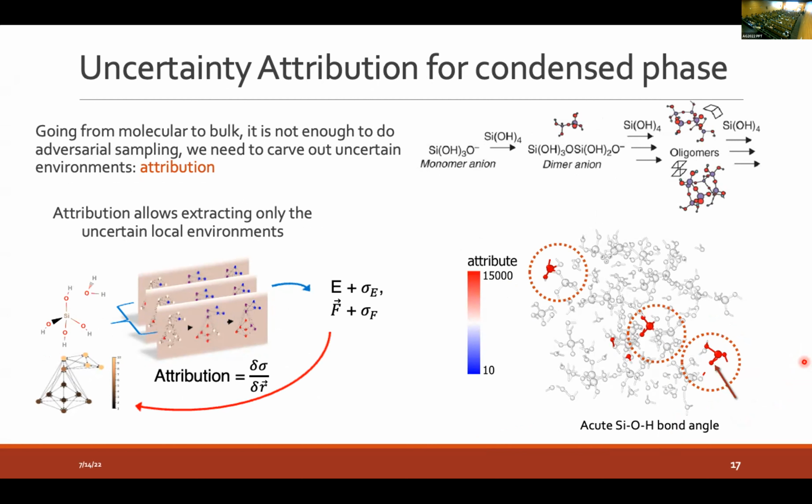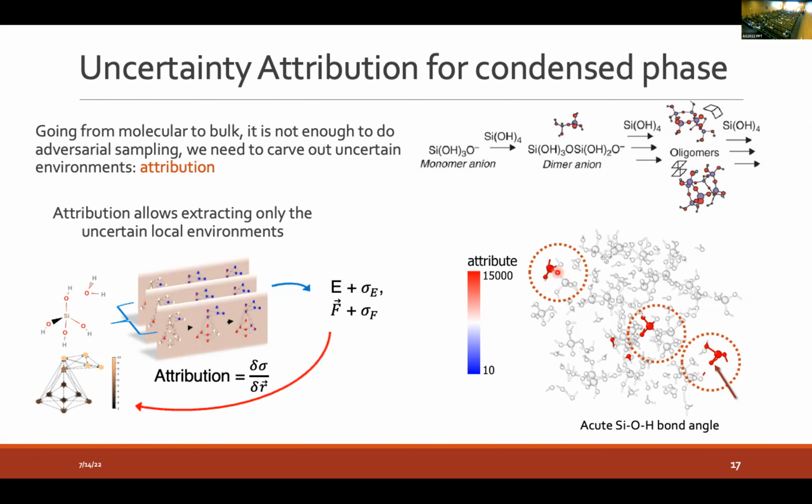But instead of distorting the system, we just use it to highlight the higher sensitivity regions. So for instance, this is a bulk simulation of silica in water. We apply the same derivative, but instead of following the gradients, we just pick the atoms or the chemical environments with the highest uncertainty gradient. This is like a class, what do you call it? Class activation maps, right? Where you take the gradient of the output with respect to the input of the network and signal which spaces in the input correlate to the output.